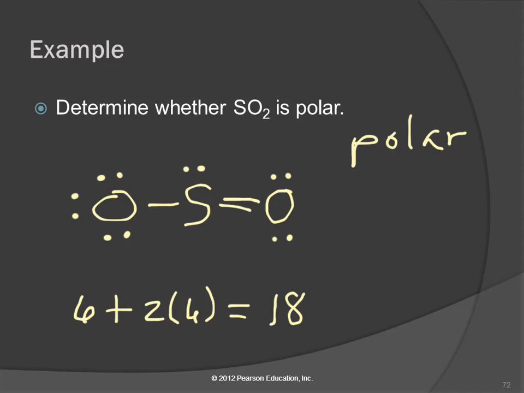If we look at the shape, what shape does this molecule have? Bent. The electron geometry is trigonal planar because there's 3 groups: a double bond, a single bond, and a lone pair. Trigonal planar.